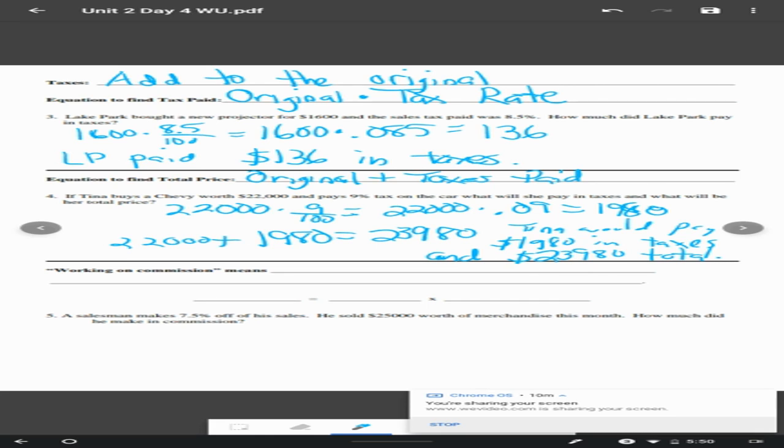All right, and then the last portion of your homework tonight is commission. Now that's something that you might have run into in your life, or you're going to get a job that pays you based on commission. The easiest one that I can think of is either a car salesman or a realtor. If they sell a car or sell a house, they are paid a percent of how much the house is worth or the car is worth.